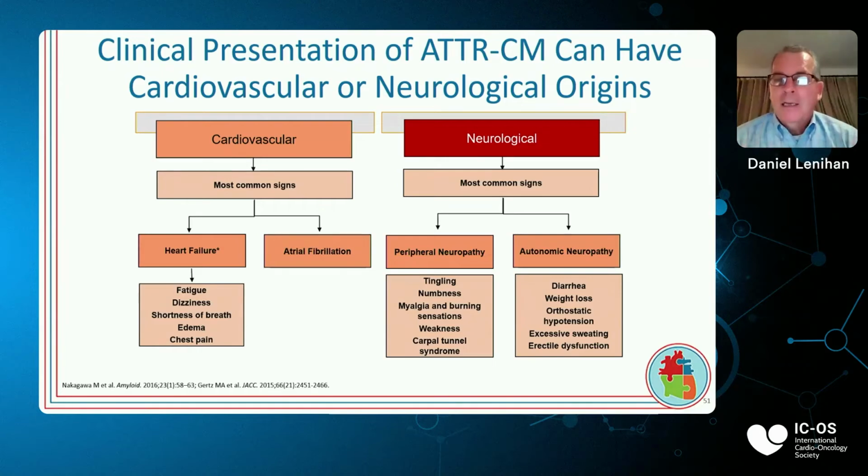So the bottom line is you can really categorize patients with ATTR in two predominant organ systems, so cardiovascular and neurologic. And then the most common signs and symptoms on the cardiac side are related to heart failure, and then of course atrial fibrillation. From a neurologic point of view, the most common signs are peripheral neuropathy and autonomic dysfunction. So you see the symptoms that are associated with those various conditions.